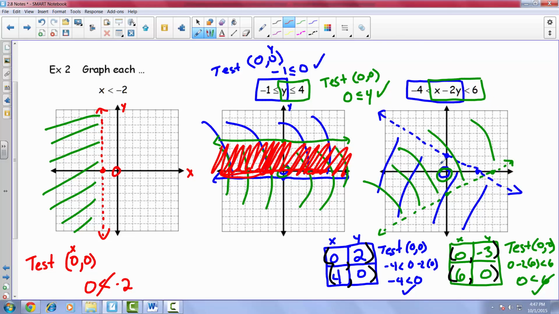And even just from the graph, we can see where both the blue and the green overlap. Well, it's in between this region. So that would be our final shaded region. And as a result, that is again example 2 from our 2.8 set of notes.